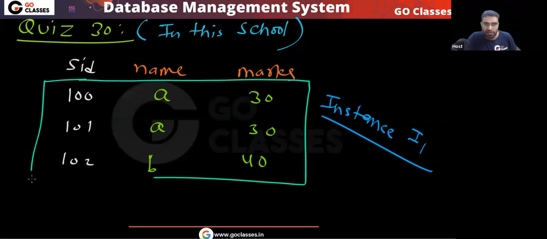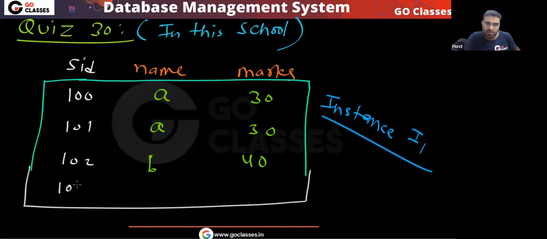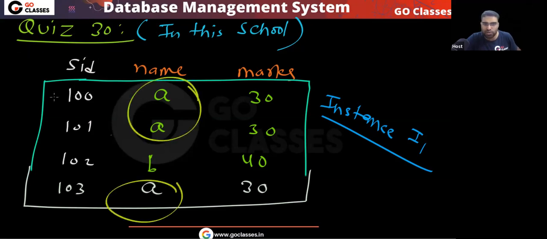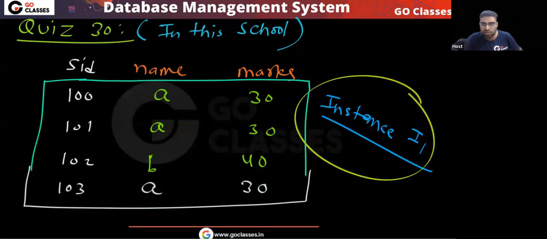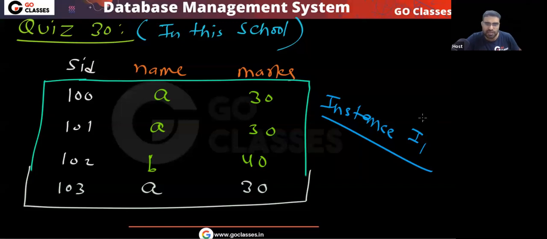On this particular day, let's assume there is another student. That student has the name A, and let's assume that student also has 30 marks. Now you can see what will happen. People will say that in this quiz 30, if you have the same name, then you have the same marks. Do you agree with me? So for this instance, they will say, if you have the same name, then you have the same marks.